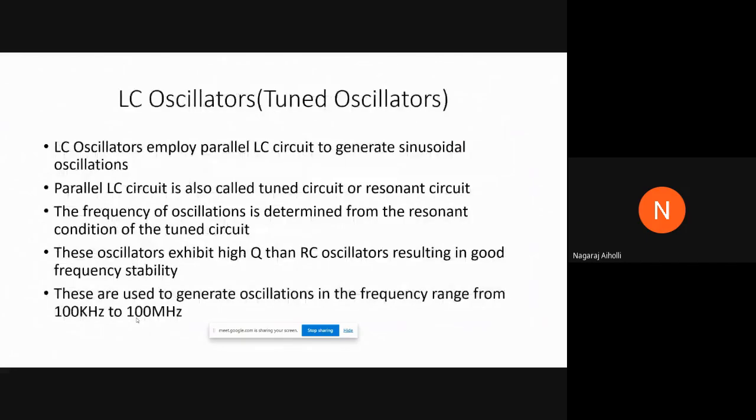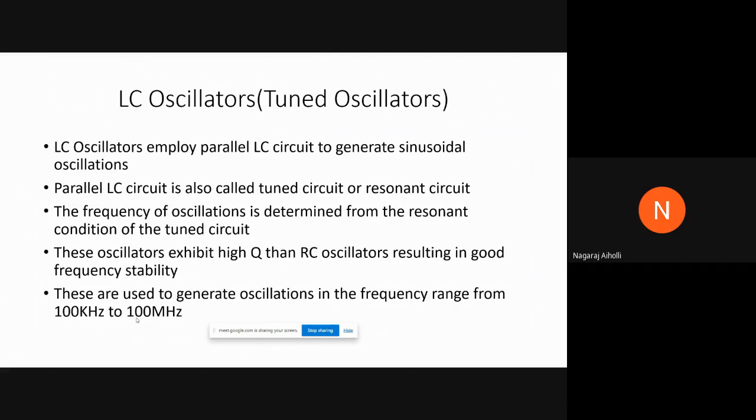Next is LC oscillators or tuned oscillators. LC oscillators are also called tuned oscillators. As the name goes, this LC oscillator uses an LC circuit, that is a combination of inductance and capacitance in the feedback path, to generate the sinusoidal oscillations. A parallel LC circuit is also called a tuned circuit or resonant circuit.